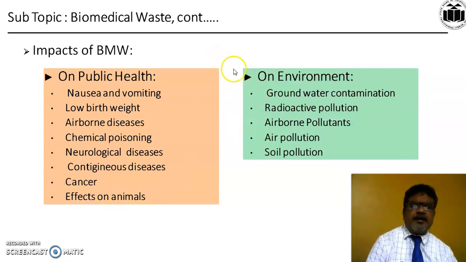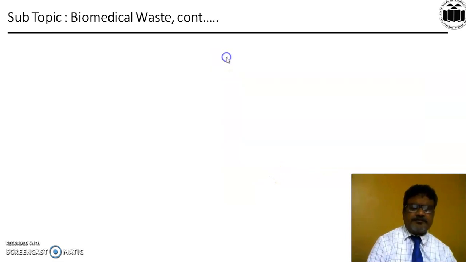Similarly, the impacts on environment: the groundwater contamination due to leachate generated, radioactive pollution on earth and air and water, airborne pollutants, air pollution by liberation of the gases into the atmosphere, and soil pollution by the deep burial or sanitary landfilling of biomedical waste or secured landfilling of biomedical waste.